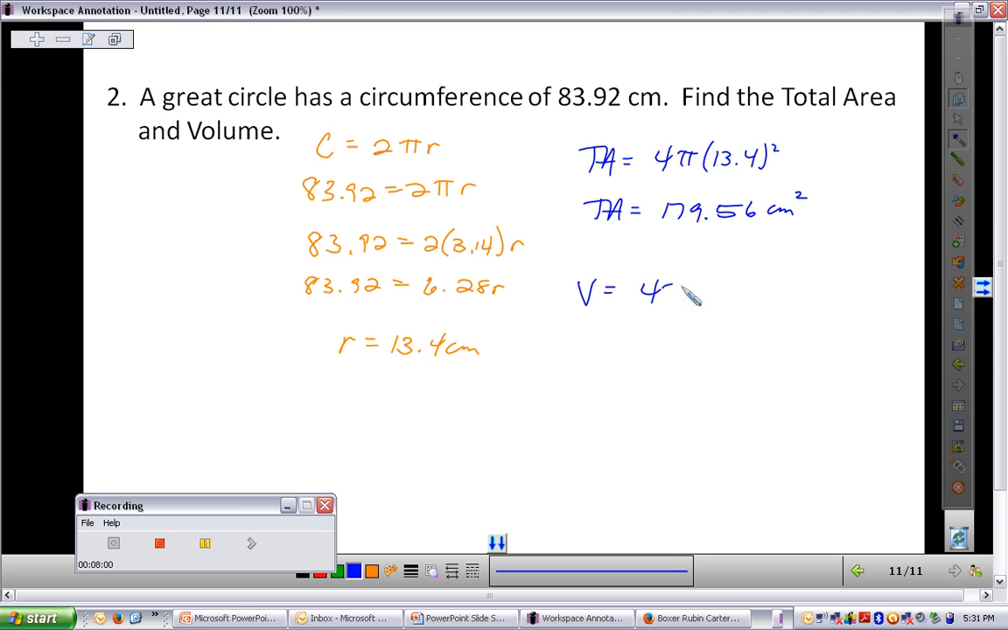Volume, again, 4 pi r cubed, so our radius again, right here, 13.4, cubed all over 3. Plugging this all in, and again, since I'm dealing with decimals, I can go ahead and divide. So I'm going to get my volume equals 3,208, again, round to the nearest hundredth, 0.14 pi. Talking about centimeters again, centimeters cubed.